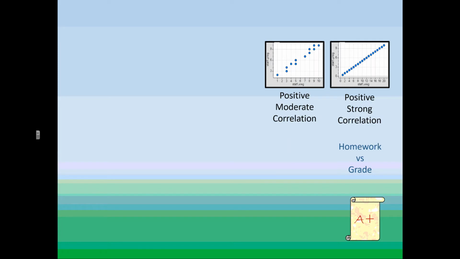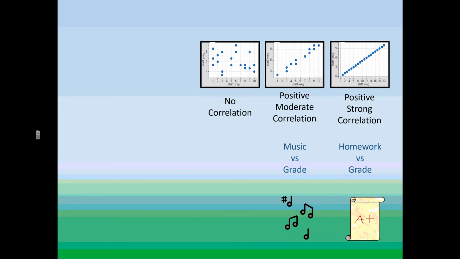A more moderate correlation is seen with music versus grade. Those people who tend to be more musically inclined tend to have better grades. So those people who are working on music tend to have better grades. Is it exact? Well, not as exact as homework versus grades, but still, as one goes up, it lifts the other one up.